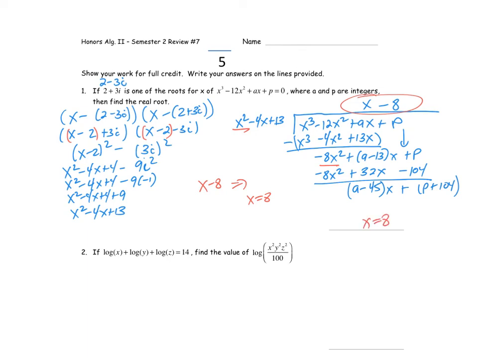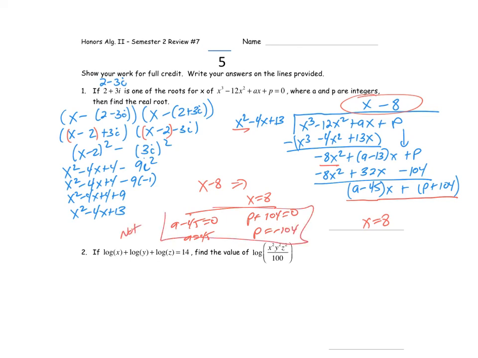We're not asked in this problem, but if we were, we could find out what a and p are. So to figure out what a and p are, we would need this remainder to be 0. That means that a minus 45 would have to equal 0, so a would be 45. And p plus 104 would have to be equal to 0, so p would be negative 104. So this is not asked, but we could find it.